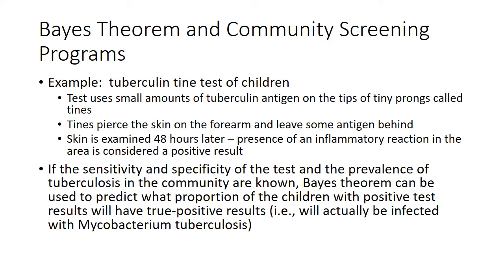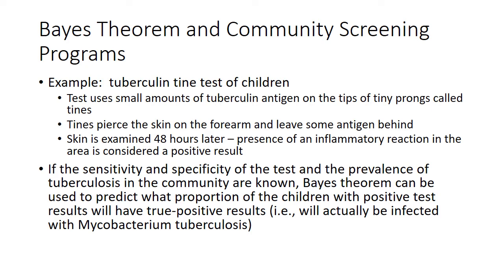So one example of using Bayes' theorem to help with these community screening programs is with the tuberculin tine tests for kids. Basically, this is the test where kids were given small amounts of tuberculin antigen on these tiny prongs called tines. You pierce the skin on the forearm, leave some antigen behind, and then 48 hours later, you should see an inflammatory reaction. If you did see it, it was considered a positive result.